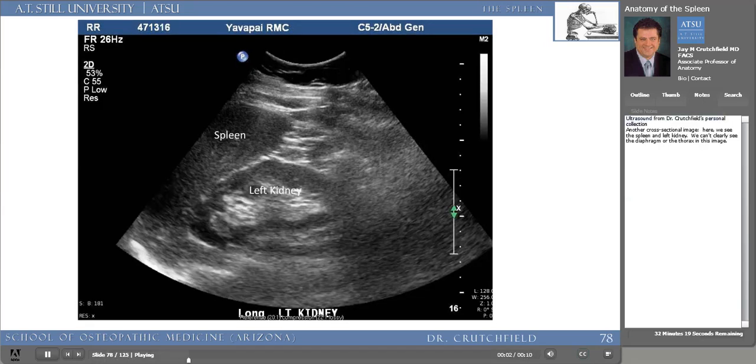Another cross-sectional image. Here we see the spleen and left kidney. We cannot clearly see the diaphragm or the thorax in this image.